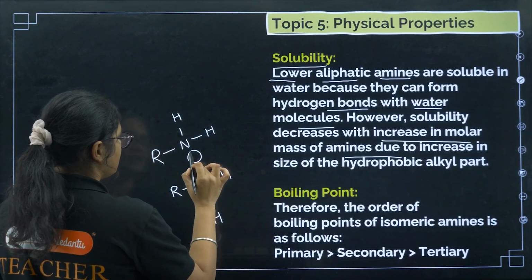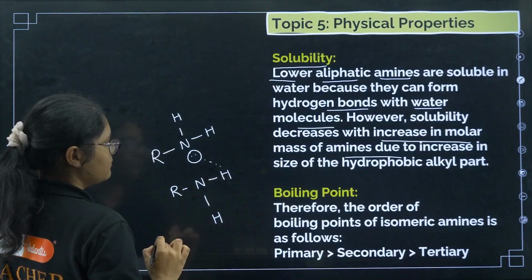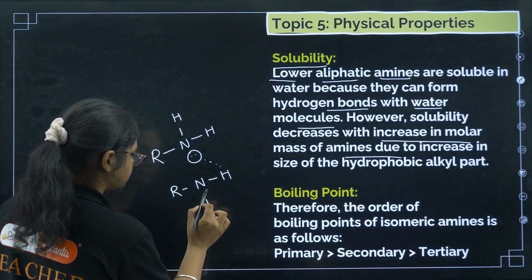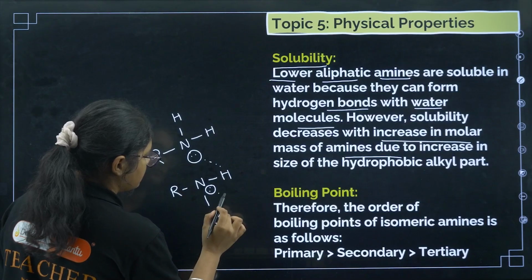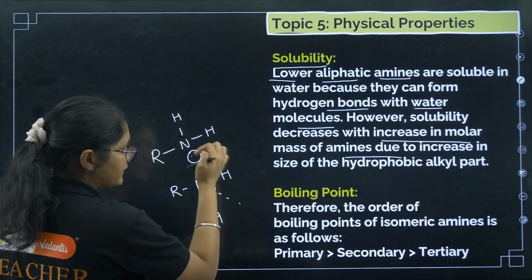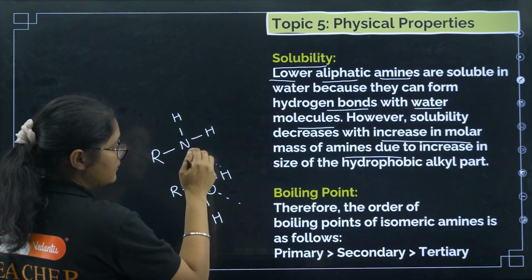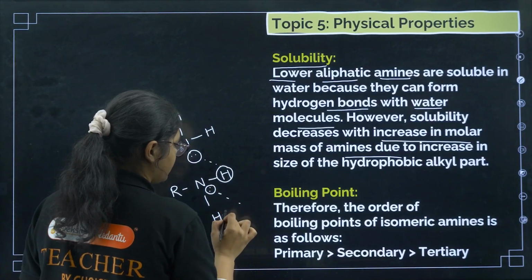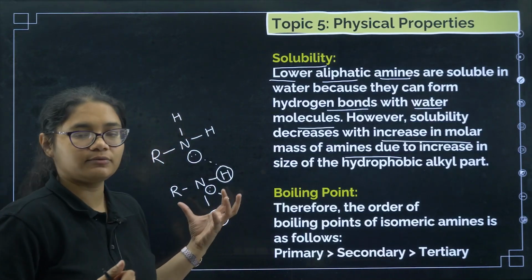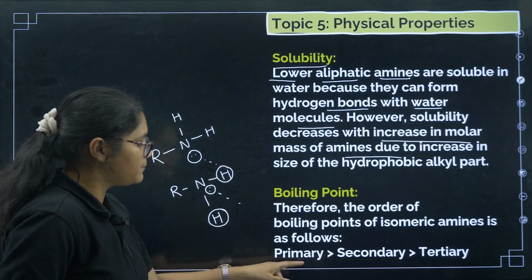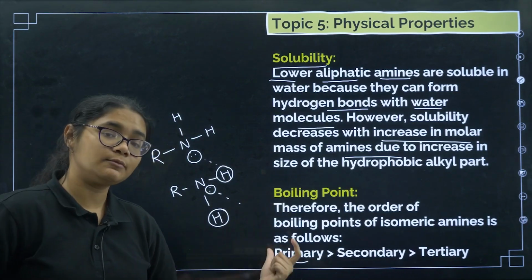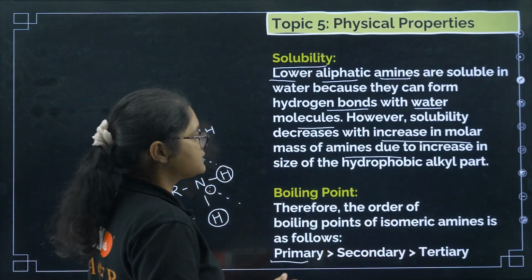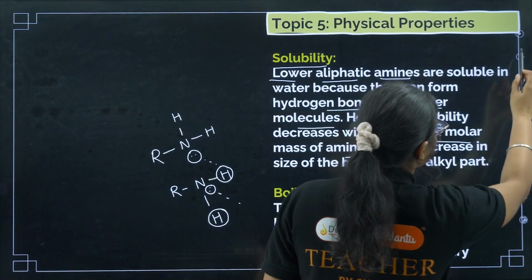Okay, so here one bond will form. Then we have here, this can bond. So there is intense hydrogen bonding between the two compounds. There are two hydrogens there, right? So more intense hydrogen bonding will be there. That is why primary amines will have higher boiling point than secondary and then tertiary. Clear? So this was about your physical properties.